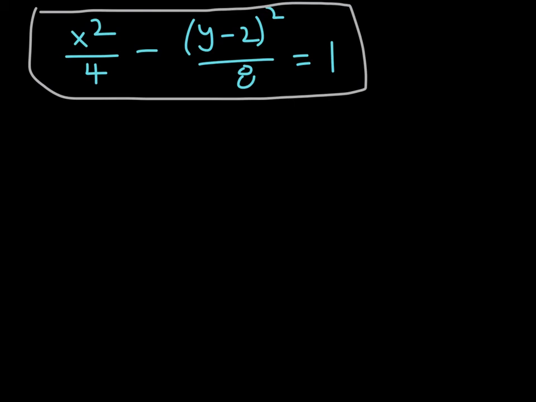I can see my a value is 2 because 2 squared gives me 4. And my b value is the square root of 8, right? Because the square root of 8 squared gives me 8. Okay, I can see that my center is (0, positive 2). Okay, so this is what we know so far.